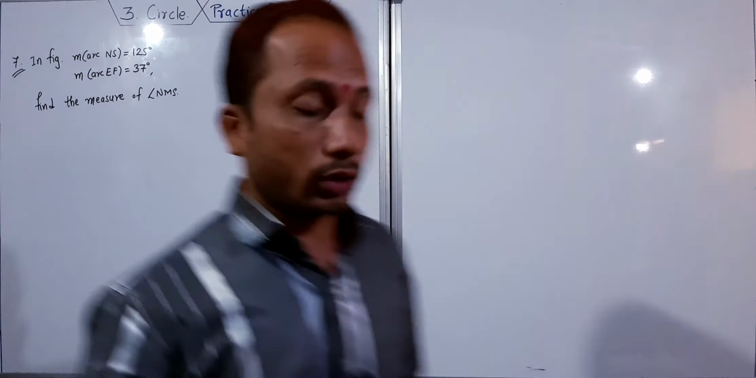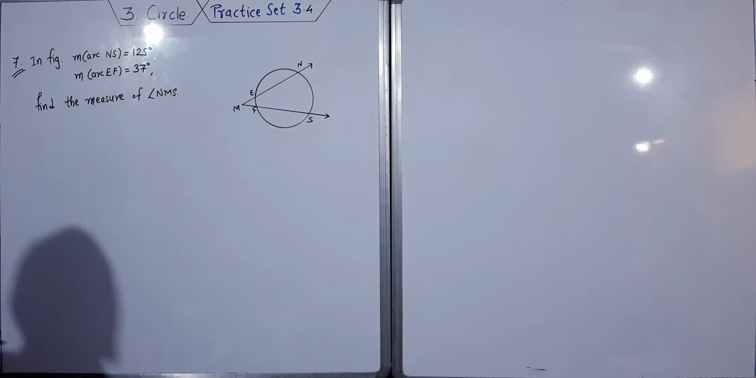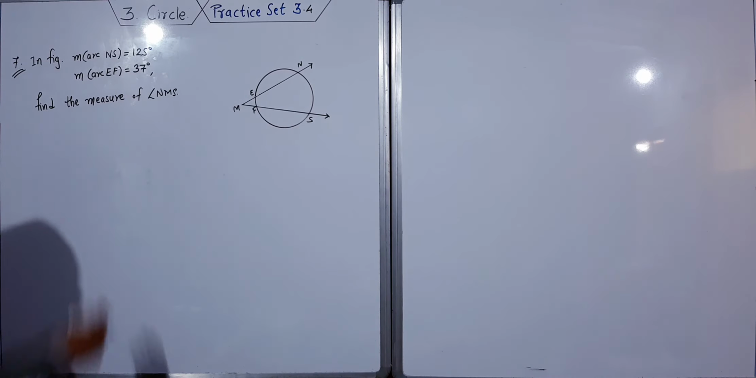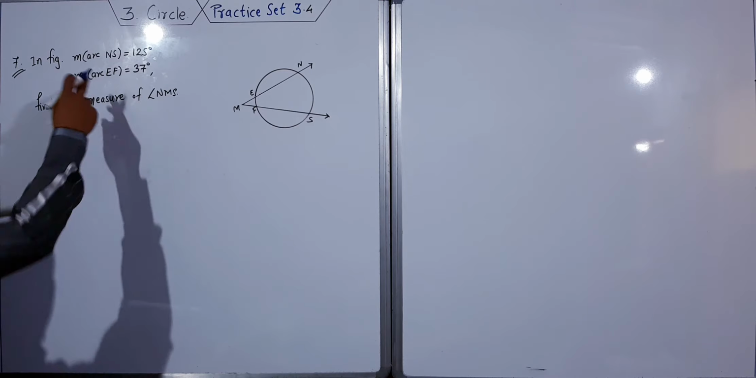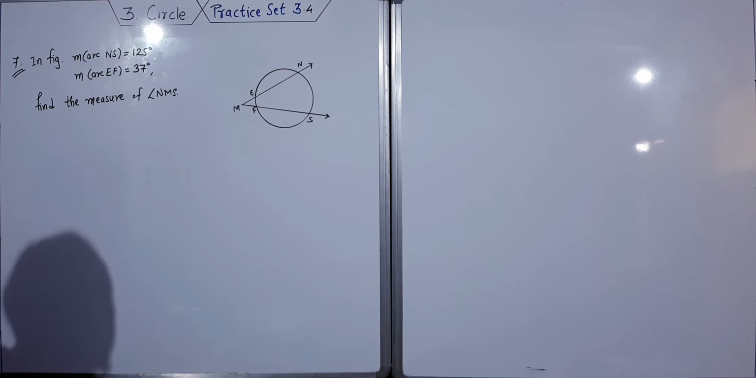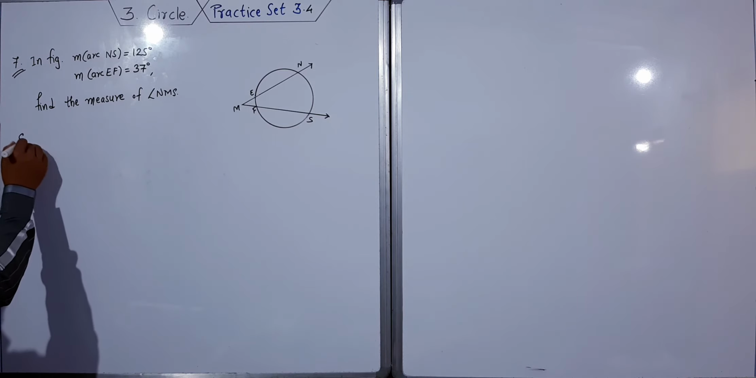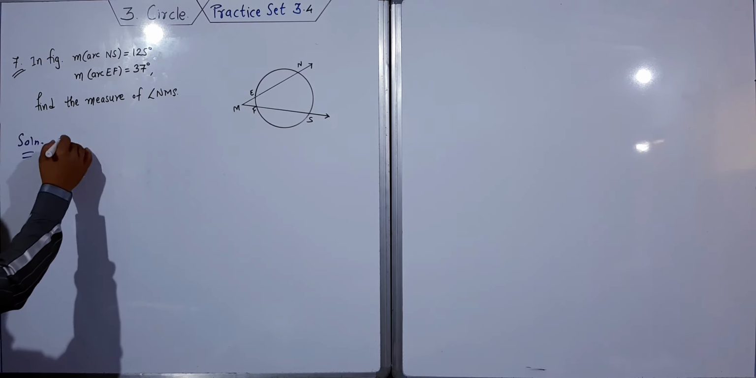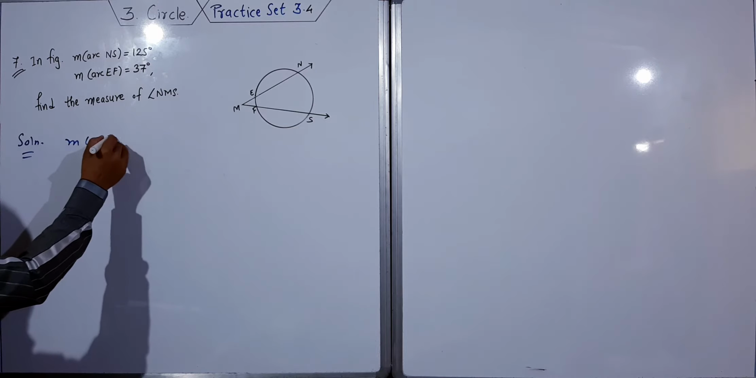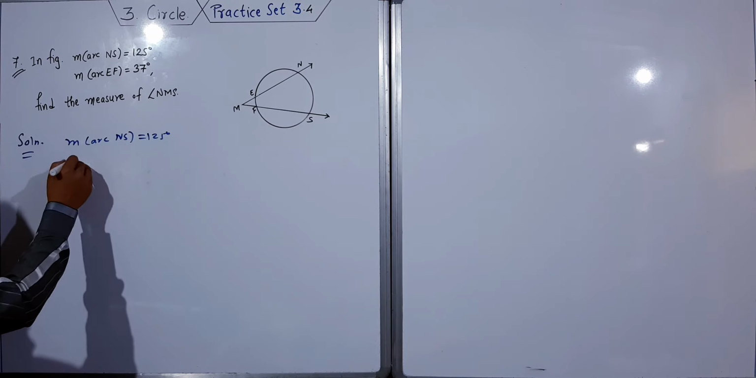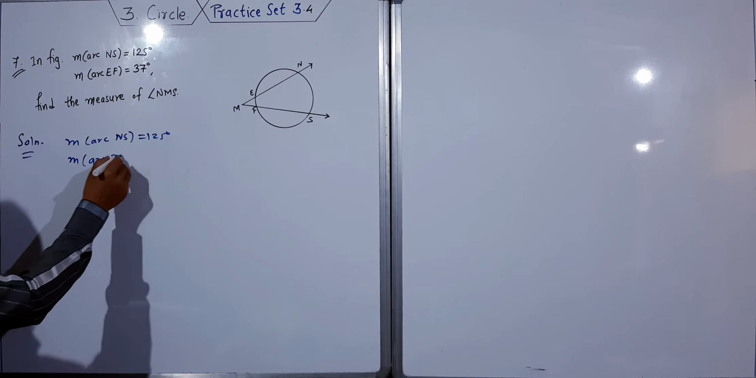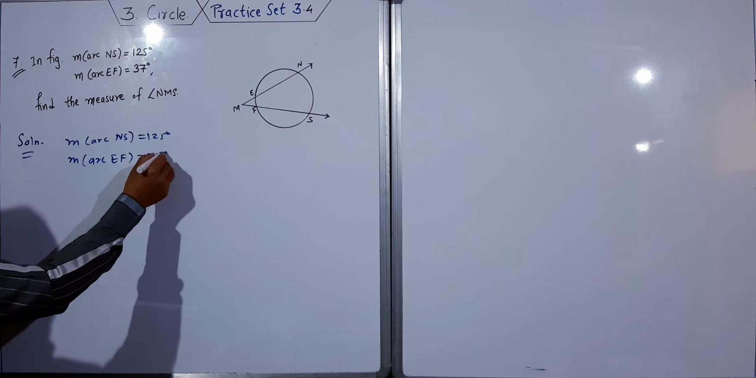So we'll solve question number 7. In this question, a diagram is given here, and the measure of arc NS is given as 125, and the measure of arc EF is given as 37. We have to find the measure of angle NMS. So let's solve. When I write the measure of arc, what is given, I am writing here NS 125 degree, and the measure of arc EF, I am writing here 37 degree.